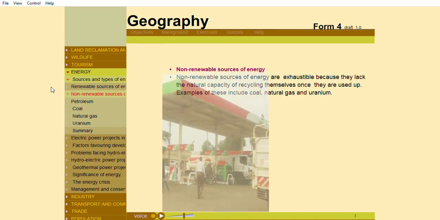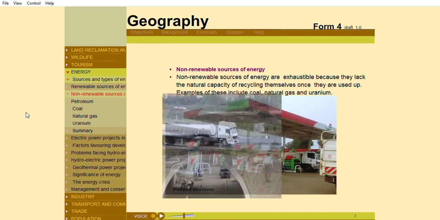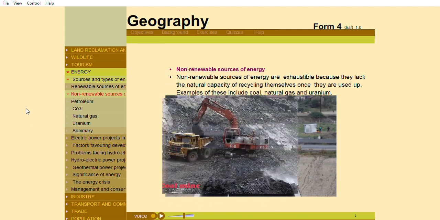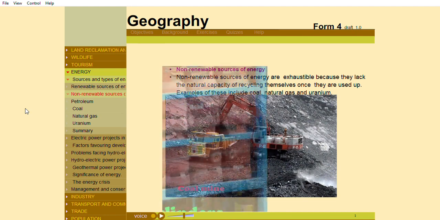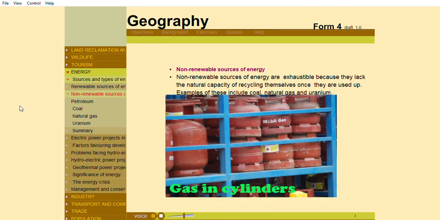Non-renewable sources of energy. Non-renewable sources of energy are exhaustible because they lack the natural capacity of recycling themselves once they are used up. Examples of this include coal, natural gas, and uranium.